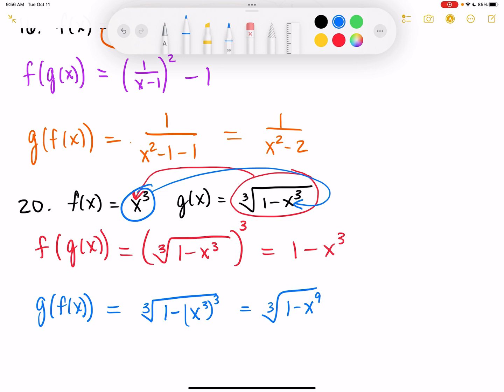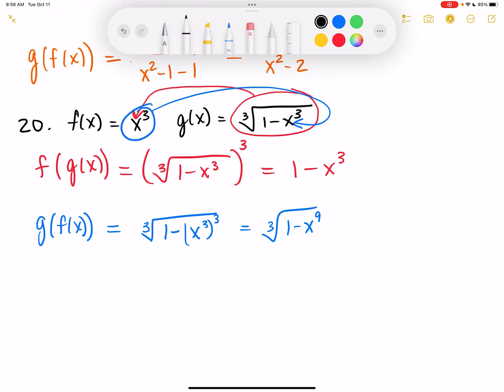Y'all ready to try one on your own? Not really, but sure. I guess I have to eventually. We do have to take a test on this. All right. F of x equals 1 over x plus 1. G of x equals 1 over x minus 1. And you're still finding f of g of x and g of f of x. You need to work it all the way out. It will be an all over.